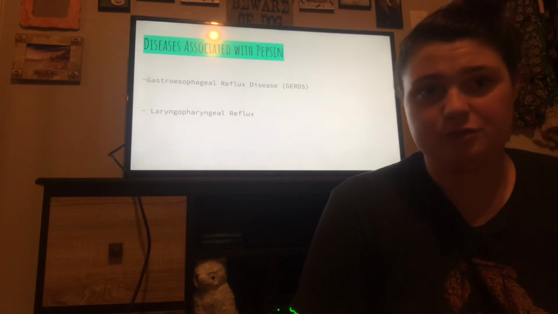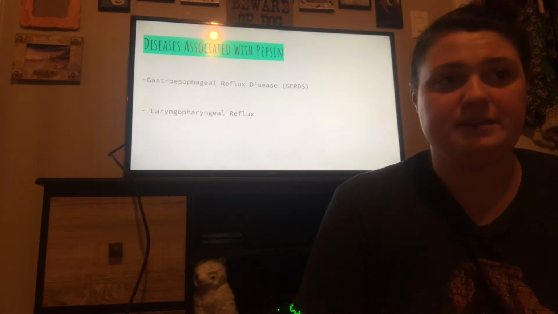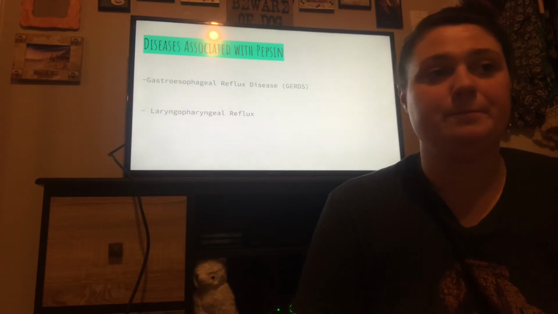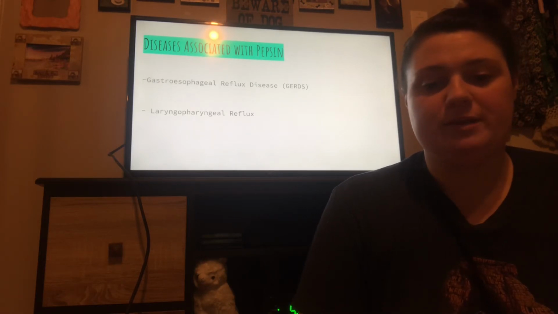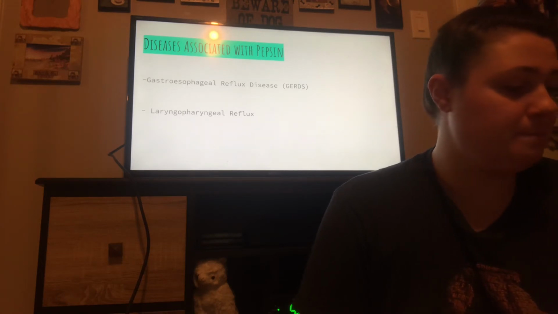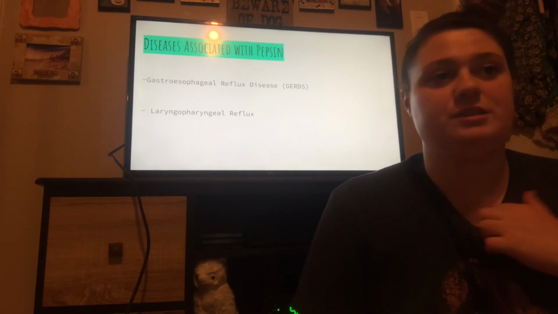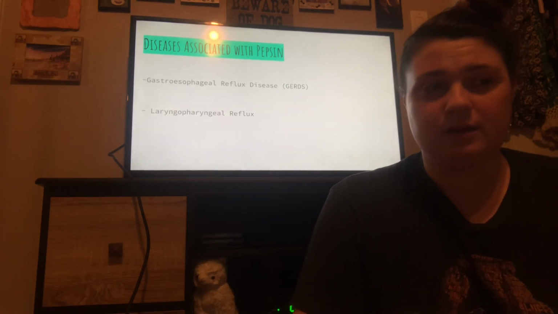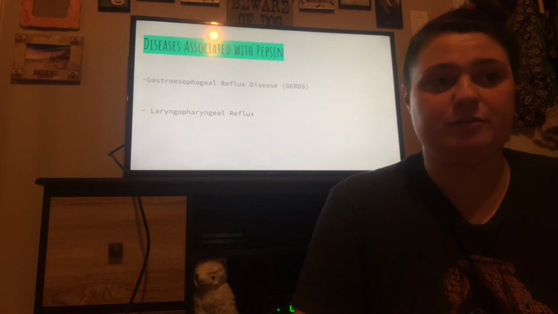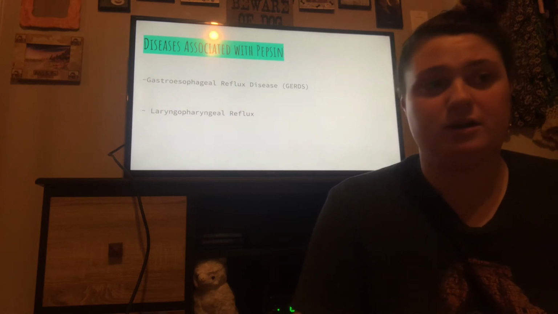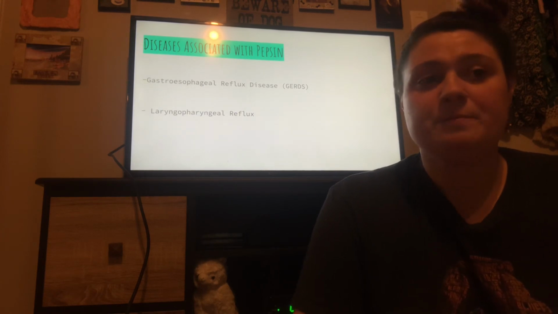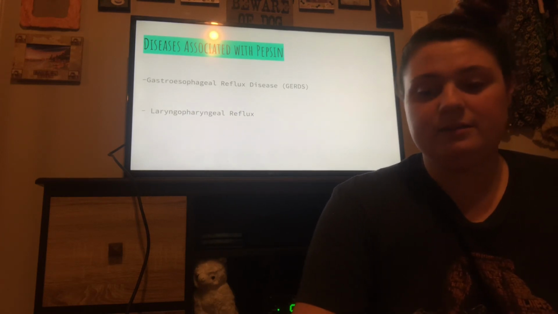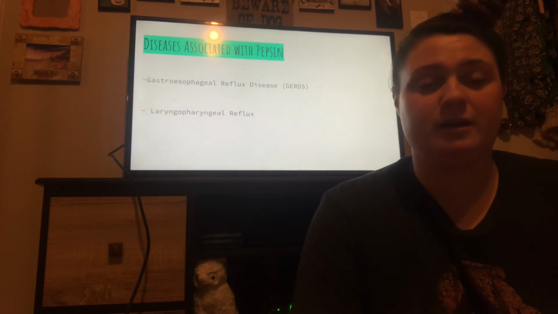I couldn't find any actual genetic diseases associated with pepsin, but I did find some things that it contributes to. Overproduction of pepsin and other stomach acids can cause gastroesophageal reflux disease, which is where it travels up and damages the lining of the esophagus. Another disease, laryngopharyngeal reflux, can also be caused by overproduction of pepsin and stomach acid, which travel all the way to the larynx, which can damage the mucosal layer of the larynx, which can cause cancer.